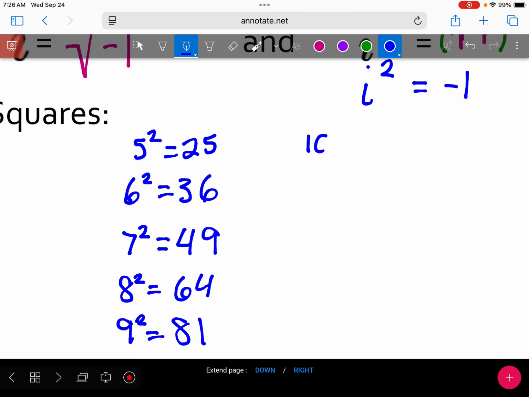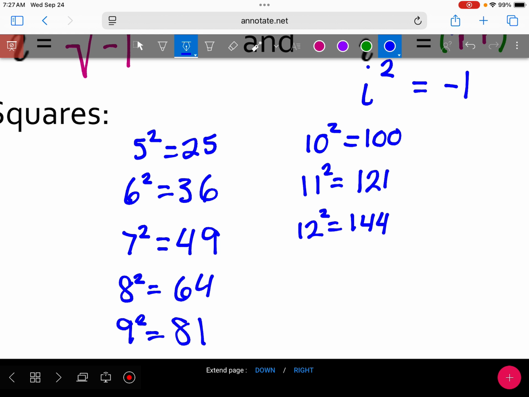10 squared, 100. That's honestly most of the way we're going to go. I'm going to go all the way up to 12 just so that we have it, because we're used to doing usually up to 12s. But we are very rarely going to ask you to know anything above 100 on site. 121 would be what 11 squared is. And 12 squared is 144.